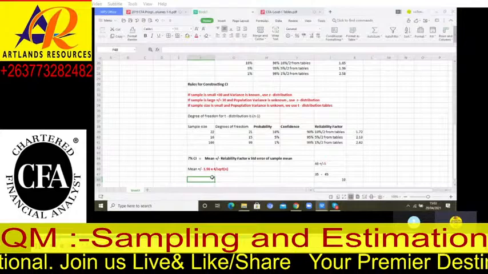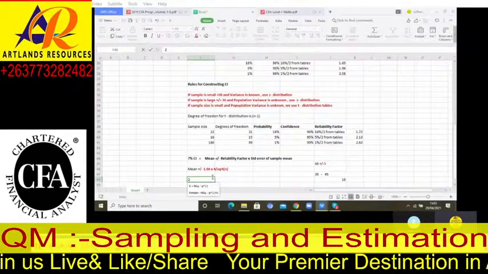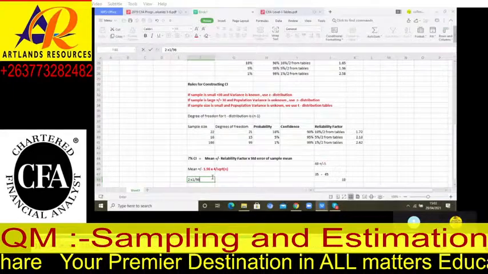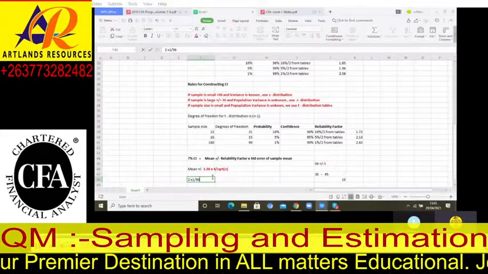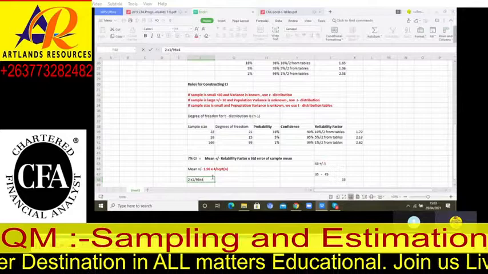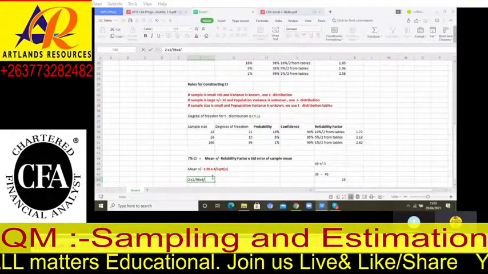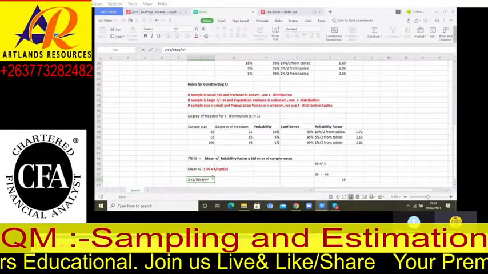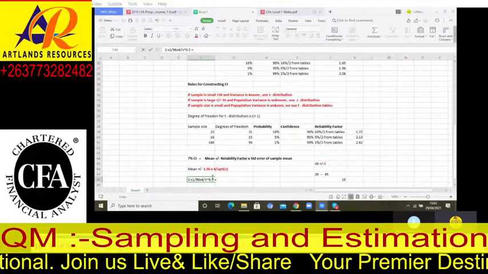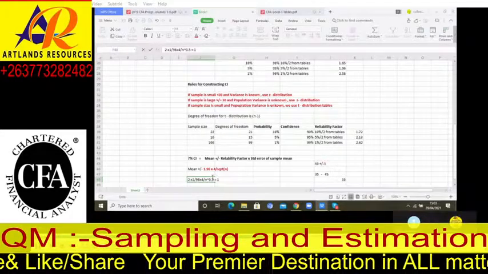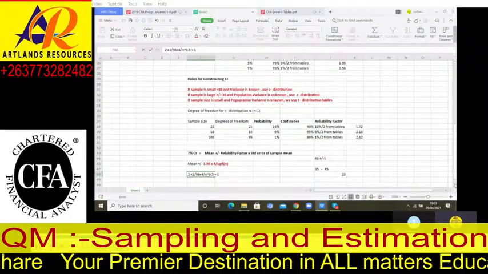So you can simply say 2 times 1.96 times 4 over square root of n, meaning n to the power 0.5. This should give you 1. The width, they need the width to be 1. So you can now solve this equation.